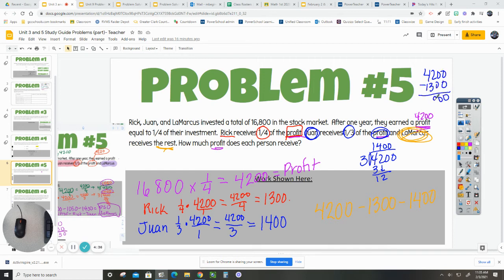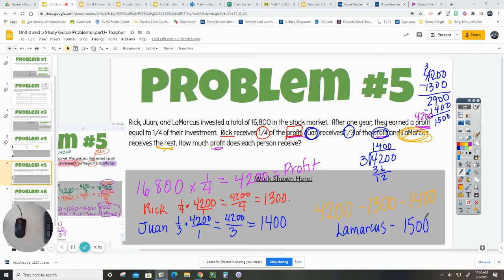4,200 minus 1,300 is 2,900. Verify. Okay, subtract our 1,400, that is 1,500. So LaMarcus gets the rest of it at $1,500.